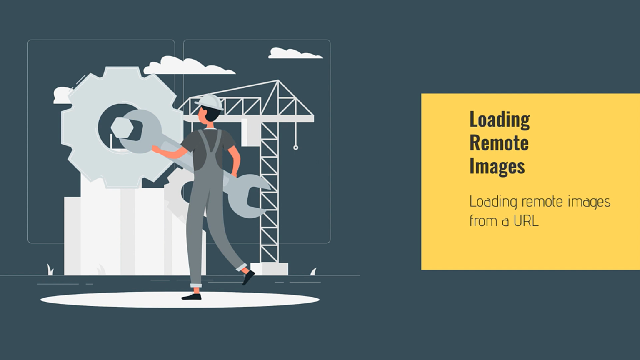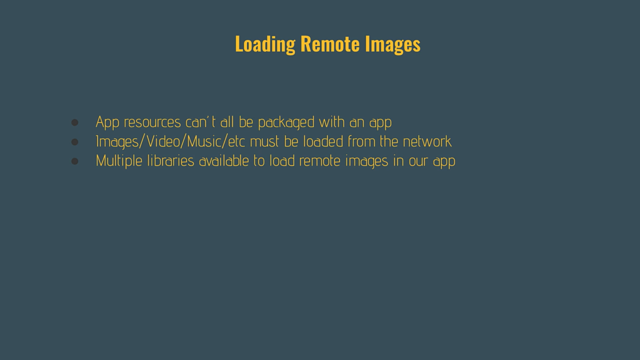So now we've talked about loading remote data. Another type of remote data that we might have to load is actually images. App resources can't be packaged within an app. Resources today are too large. They take up too much room. Designs might need to change. We have too much dynamic data. We just can't load everything into the app.